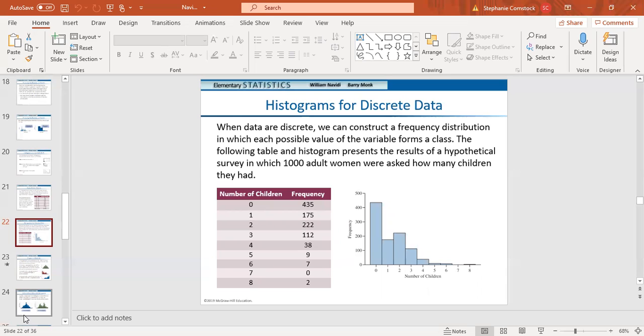So you might also see this here. They're talking about the number of children. It could be the number of pets, things of that nature, where you're not going to have that range of values, or you're not wanting to do a range of values with that.